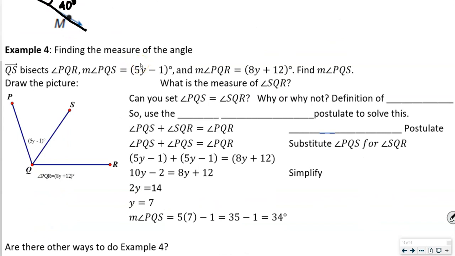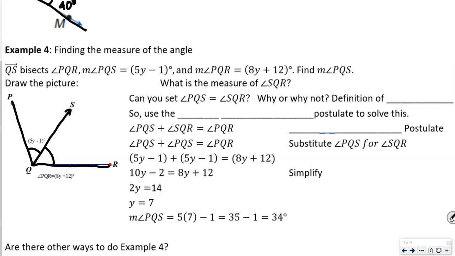So it says QS bisects angle. So it's talking about this right here, bisects this whole big angle right here. Okay, so what does that tell us? That tells us this angle and this angle are congruent.